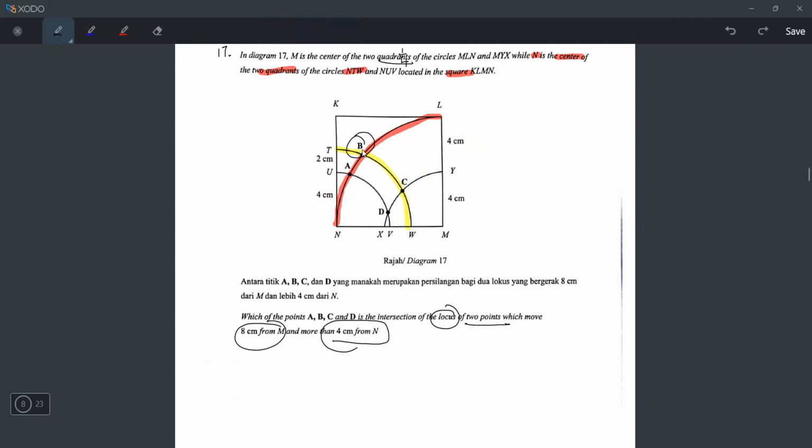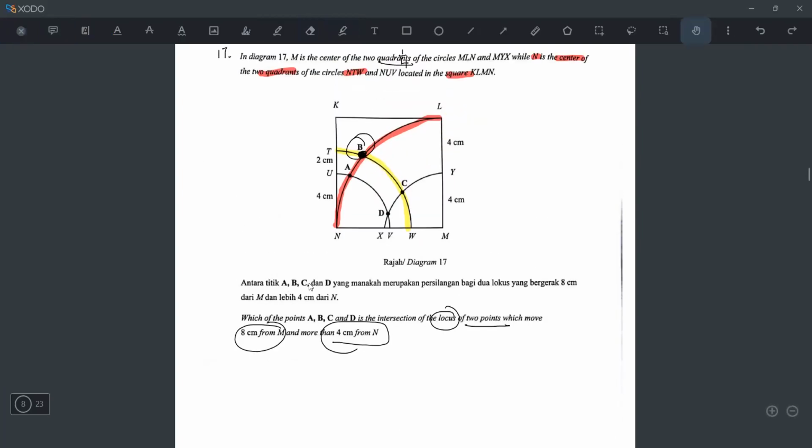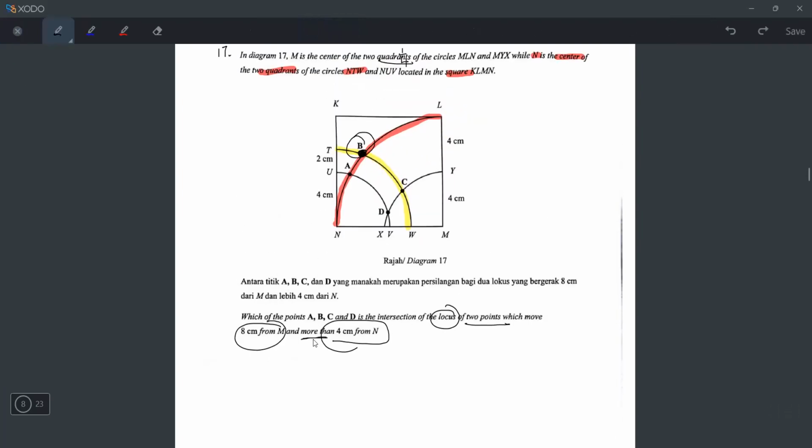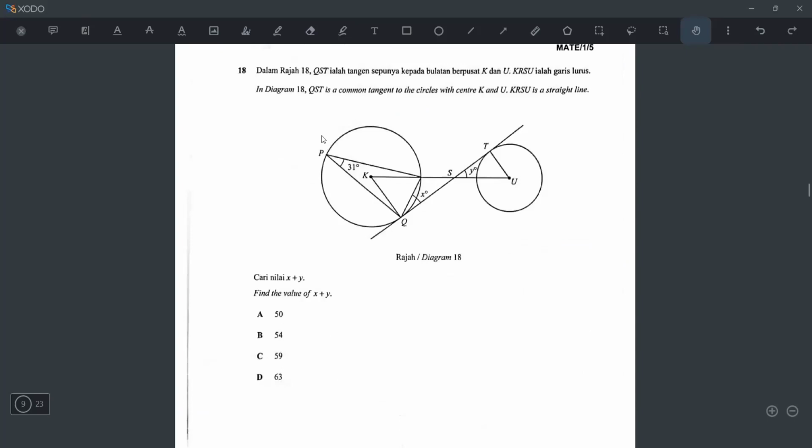Can you see the red and the yellow line? They meet here. So yeah. Okay, let's talk about this. The keyword is this actually. More than, because more than means it has to be further, more further. Means definitely not A, not D. It's either B or C, and B is the answer actually. That's the intersection. Okay, hope you understand.